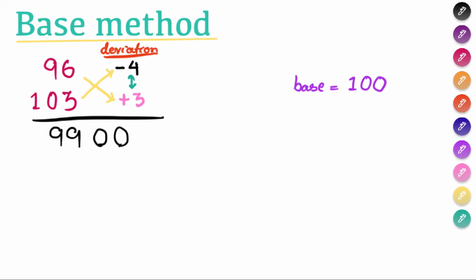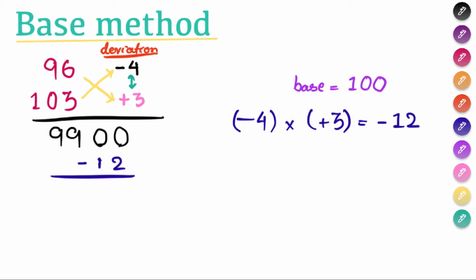So in the previous case we had both the deviations negative, so the minus sign was getting cancelled. But over here we have one deviation, minus 4, and the other deviation is plus 3. So here the minus sign is retained, so we get the answer minus 12. So we will subtract 12 from the 9900. So minus 12 will give us 9888.